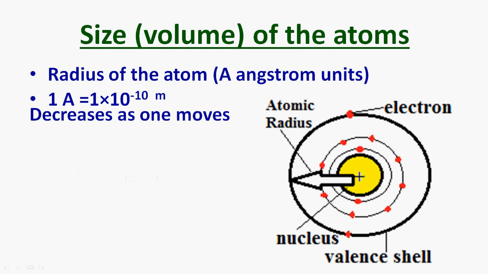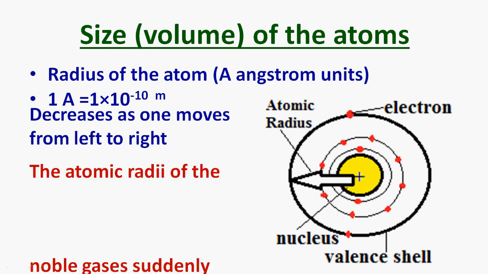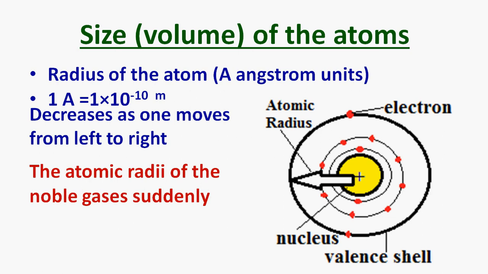Okay, so the atomic radius decreases as one moves from left to right in a period. Okay, the atomic radii of the noble gases suddenly increase. So from here you can say that the atomic radii gradually decrease as one moves from left to right in a given period, and the atomic radii of the noble gases like neon and argon suddenly increase as compared to their predecessor. Predecessor means the element just before it.